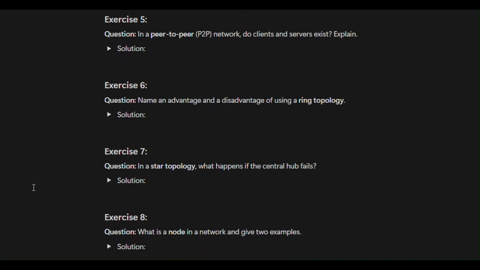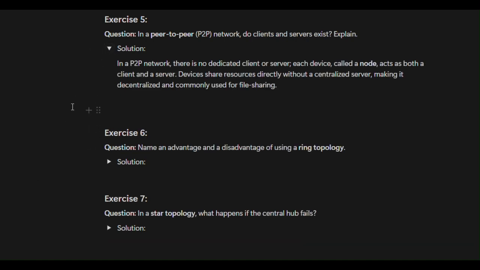Exercise 5. In a peer-to-peer network, do clients and servers exist? Explain. In a peer-to-peer network, there is no dedicated client or server. Each device, called a node, acts as both client and server. Devices share resources directly without a centralized server, making it decentralized and commonly used for file sharing.